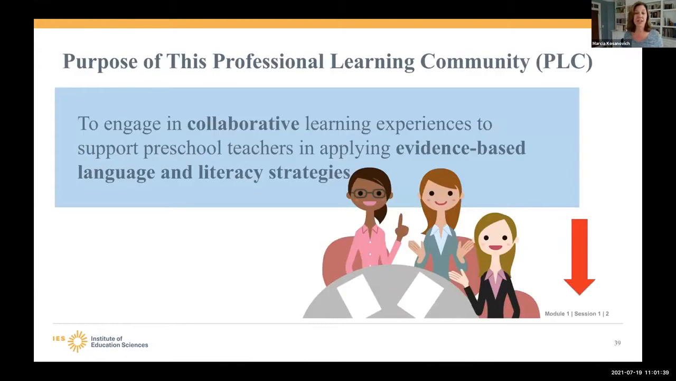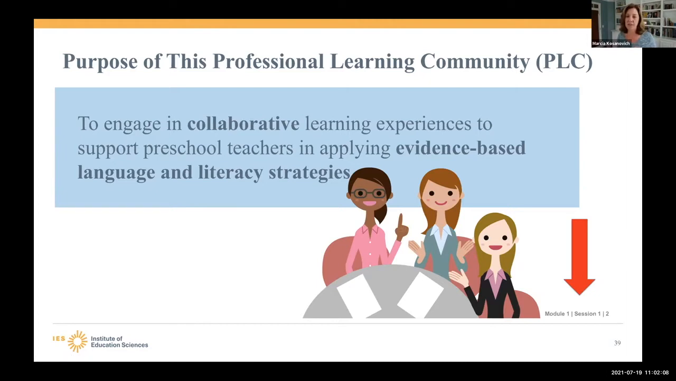Each PLC session begins with this slide. So take a look at that red arrow on the slide. This points to the module number, the session number, and then the slide number. So it's noted at the bottom corner of the slide. For our purposes, if the slide is used exactly as is from the PLC, we kept that information there in case you wanted to follow along.